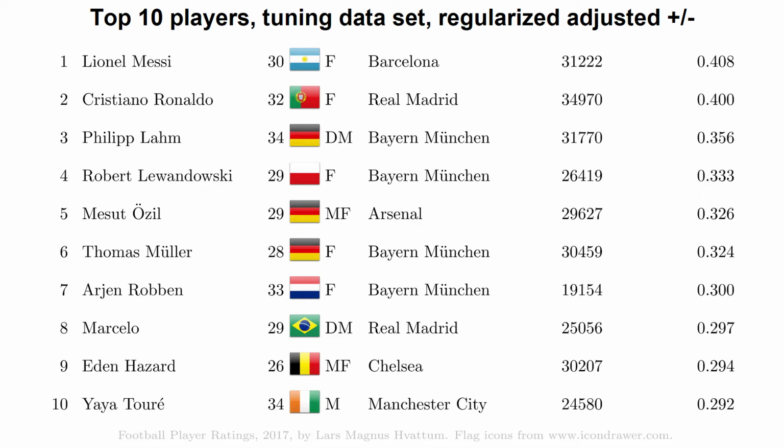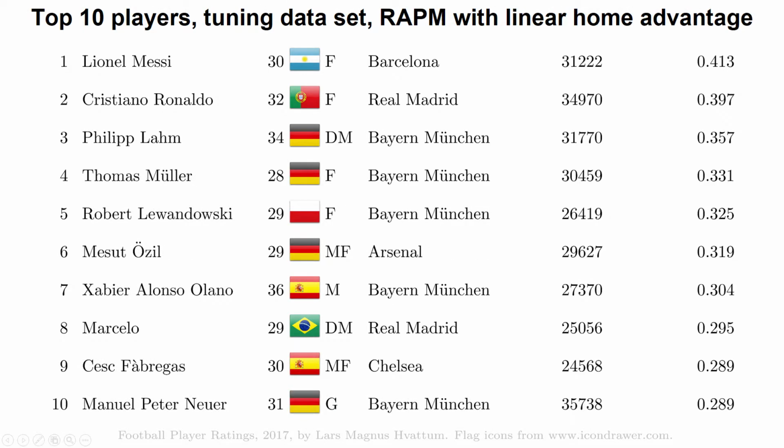In the new list, the top 3 remains unchanged. The players in ranks 4 to 6 swap places with each other, while number 7, Arjen Robben, moves down to number 12 and out of the list. Xabier Alonso makes the exact opposite move, entering the list.